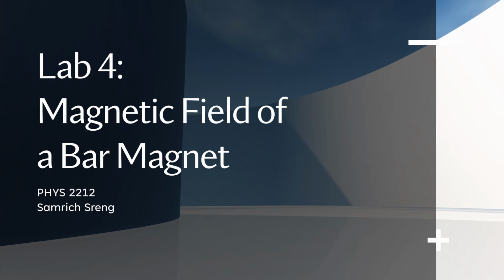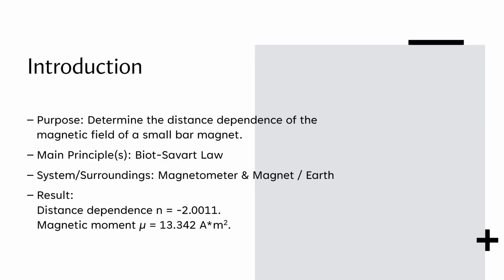Well, this is for Physics 2212, Lab 4, Magnetic Field of a Bar Magnet. The purpose of this lab is to determine the distance dependence of the magnetic field of a small bar magnet. The main principle used was the Biot-Savart law. The system was found to be the magnetometer and the magnet, and the surroundings was found to be Earth.